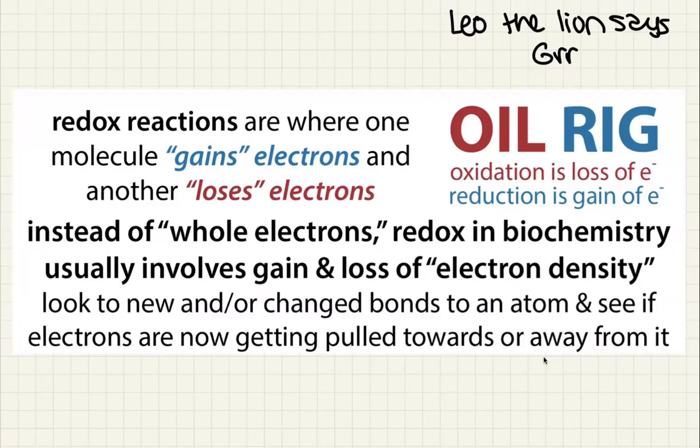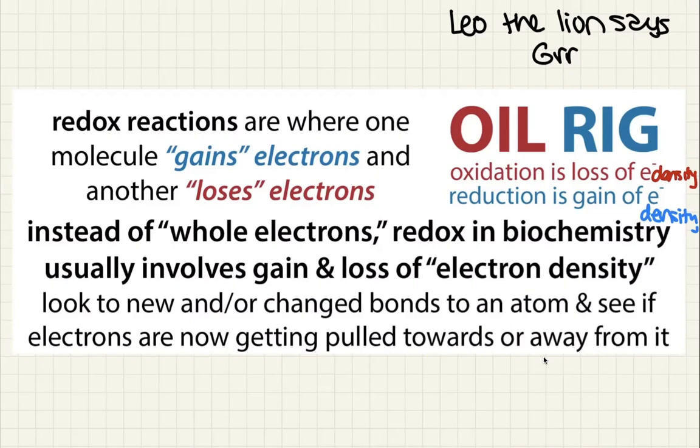Instead of thinking about oxidation as loss of electrons and reduction as gain of electrons, I like to think of it as oxidation is loss of electron density, and reduction is gain of electron density. Because in biochemistry, instead of seeing whole electrons move around, what we're usually seeing is changes in electron density, or basically where shared electrons like to hang out.